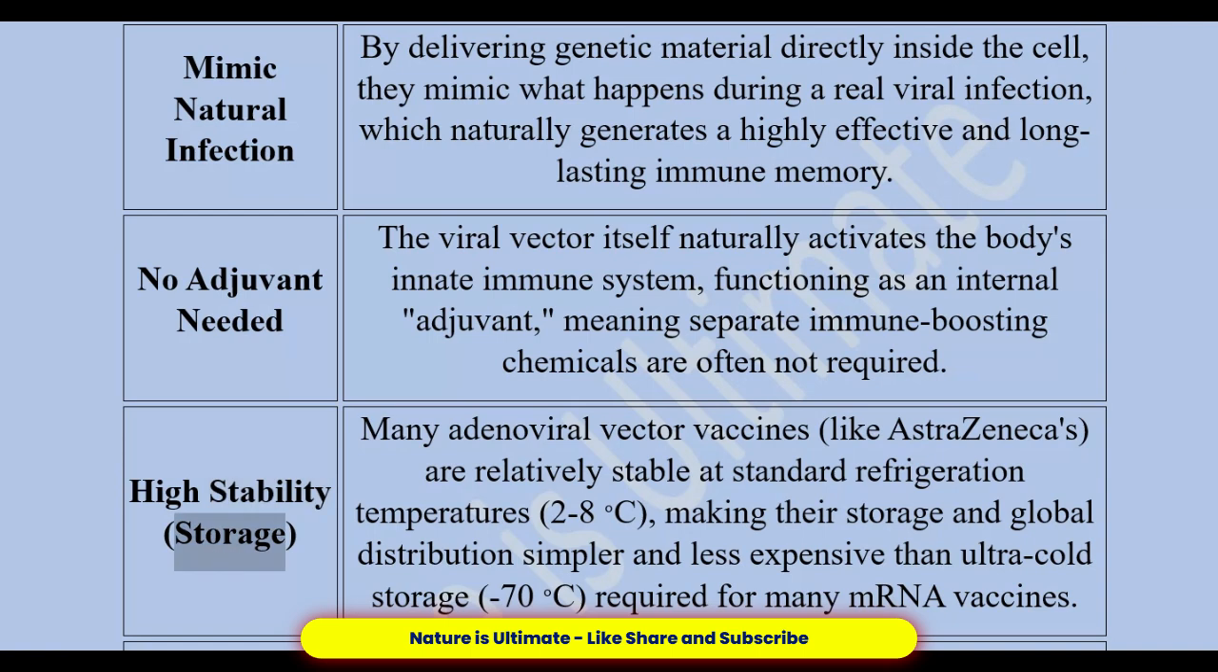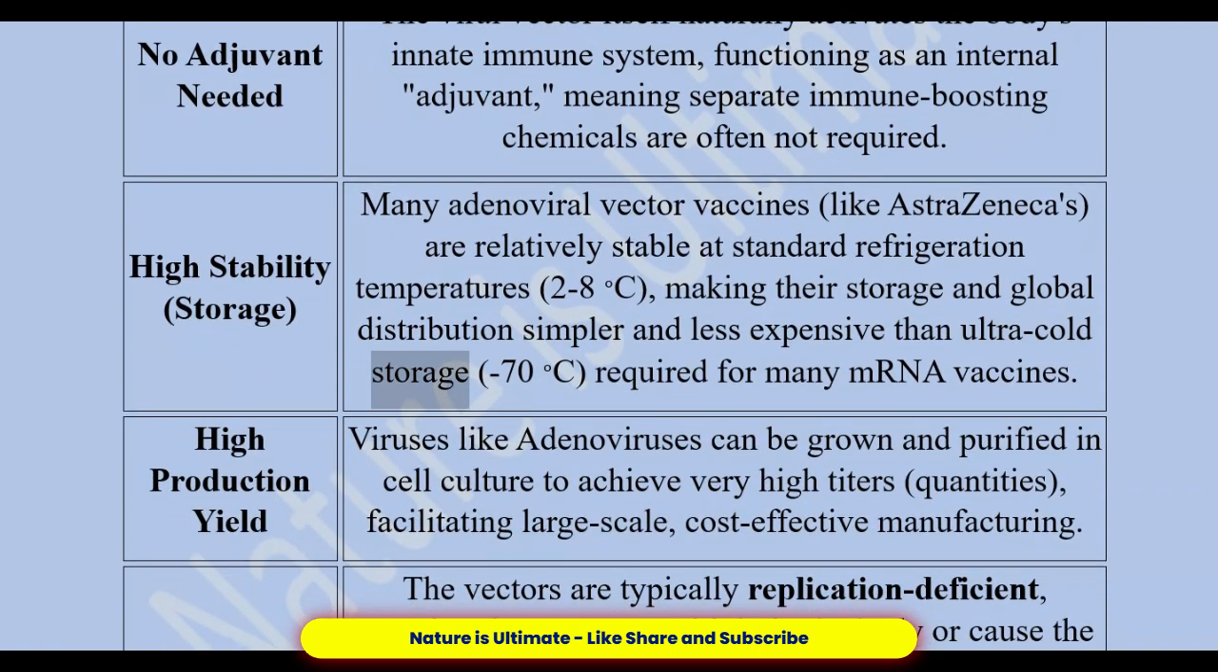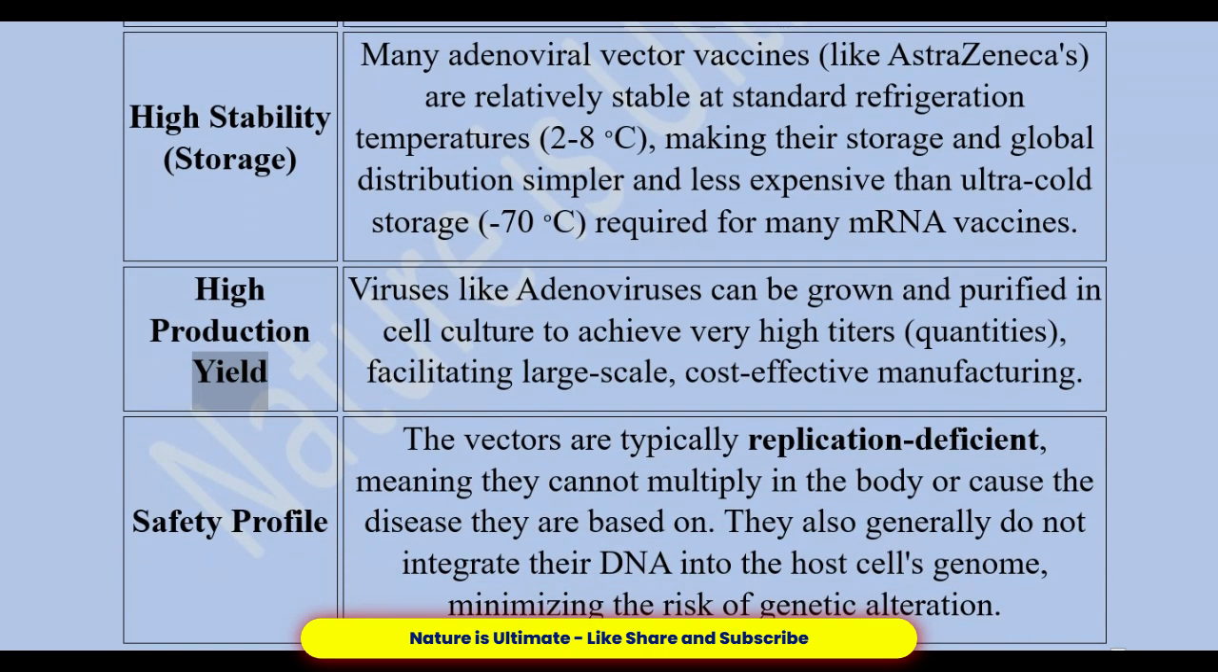High stability, storage. Many adenoviral vector vaccines, like AstraZeneca's, are relatively stable at standard refrigeration temperatures, 2 to 8°C, making their storage and global distribution simpler and less expensive than the ultra-cold storage, -70°C, required for many mRNA vaccines. High production yield. Viruses like adenoviruses can be grown and purified in cell culture to achieve very high titers, quantities, facilitating large-scale, cost-effective manufacturing. Safety profile.